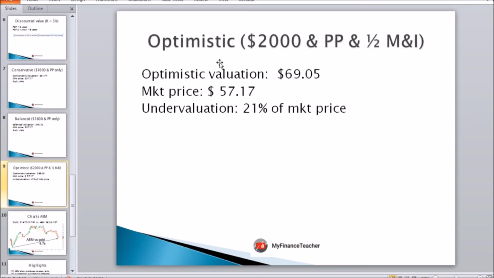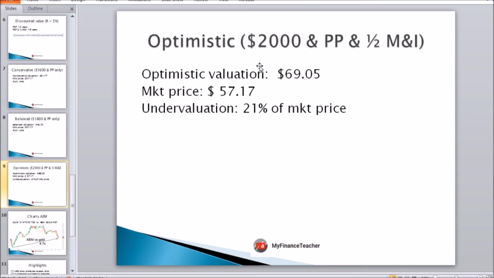And for the optimistic valuation, let's plug in the gold price of $2,000 and look at the company valuation, including proven and probable reserves, as well as only half of measured and indicated resources, never mind any inferred resources. So even in our optimistic valuation, we are relatively conservative, trying to avoid any capital losses. These assumptions give you an optimistic valuation of just over $69, which is now showing a nice potential of at least 21% to the upside. That's if gold price does relatively well over the next couple of years.